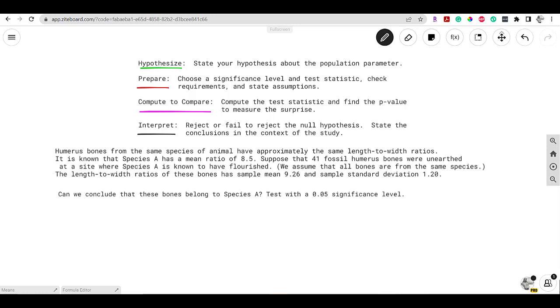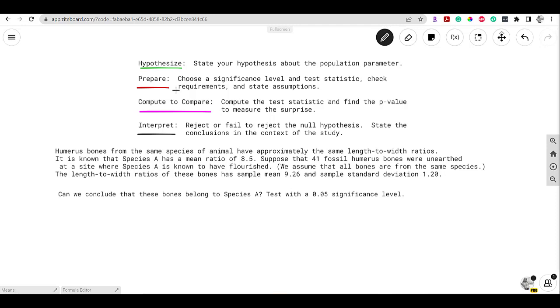Suppose that 41 fossil humerus bones were unearthed at a site where species A is known to have flourished. We assume that all bones are from the same species. The length to width ratios of these bones have a sample mean of 9.26 and the sample standard deviation is 1.20. Can we conclude that these bones belong to species A? Test with a 5% significance level.